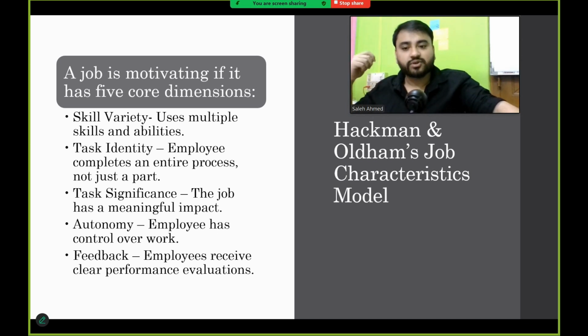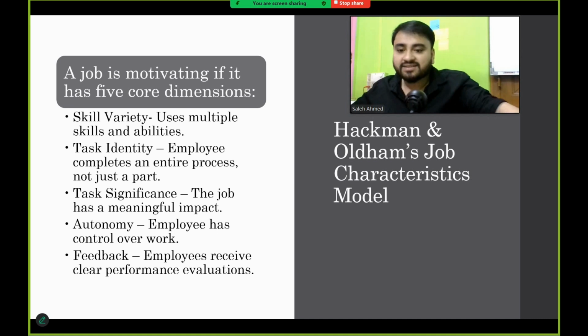Task significance. So if you know that your job has a meaningful impact, it will drive you more, right? On the other hand, if you realize that it is not having such an important impact on the overall working procedure of the company, then you will not be motivated enough to do that job.